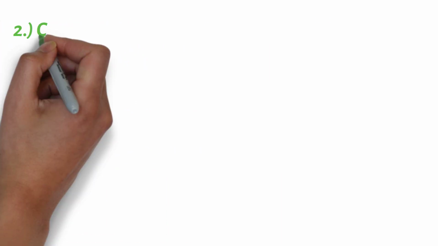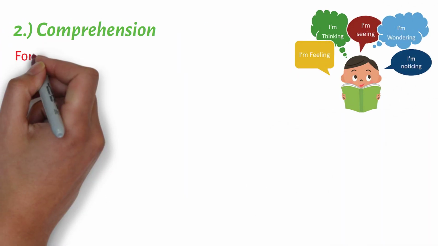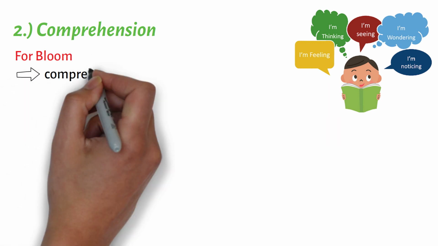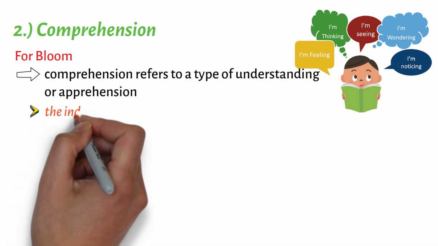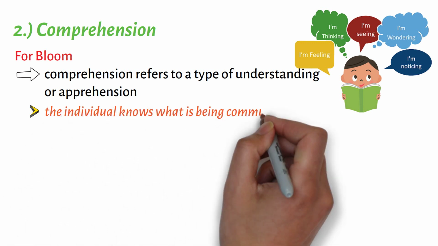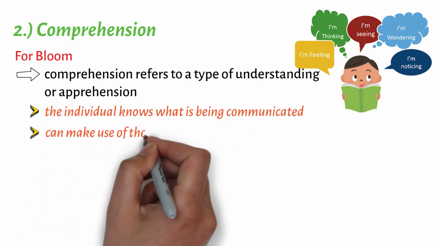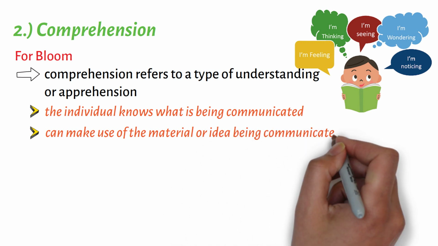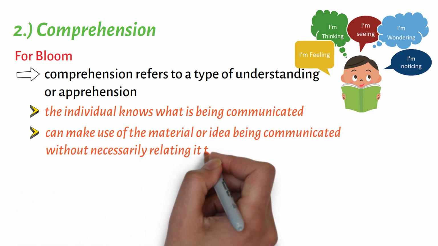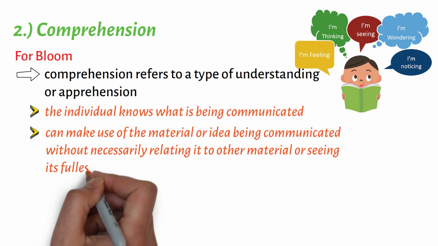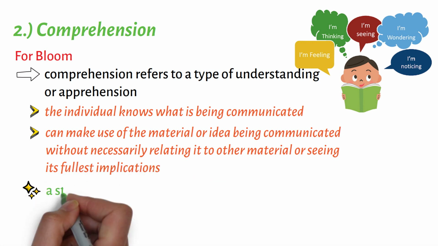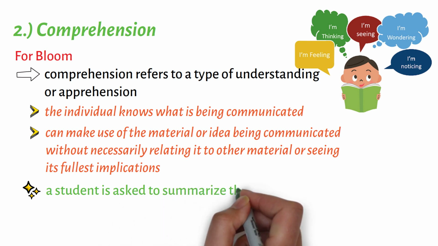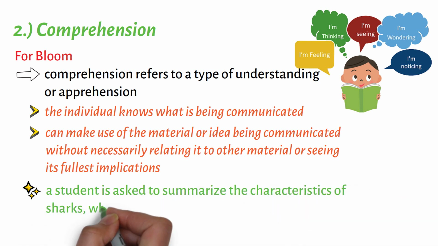Second is comprehension. For Bloom, comprehension refers to a type of understanding or apprehension such that the individual knows what is being communicated and can make use of the material or idea being communicated without necessarily relating it to other material or seeing its fullest implications. For example, a student is asked to summarize the characteristics of sharks, whales, and dolphins.